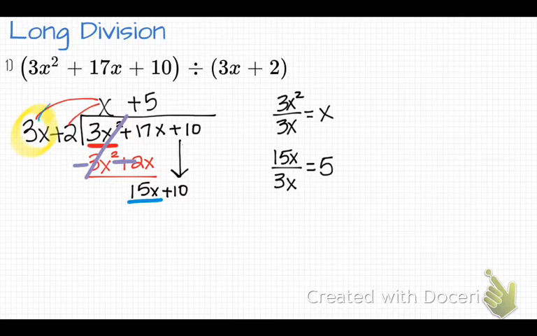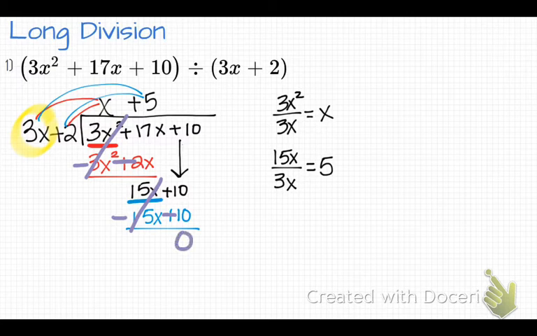Okay. So now I'm going to multiply to 5. So what is 3x times 5? 15x. Good. And what is 2 times 5? Positive 10. And now when I subtract them both, I change both of those signs. So it becomes a negative and a negative. So what is 15x minus 15x? And what is 10 minus 10? 0. So do I have a remainder on this problem? No, I don't have a remainder. So that means my answer then is x plus 5.